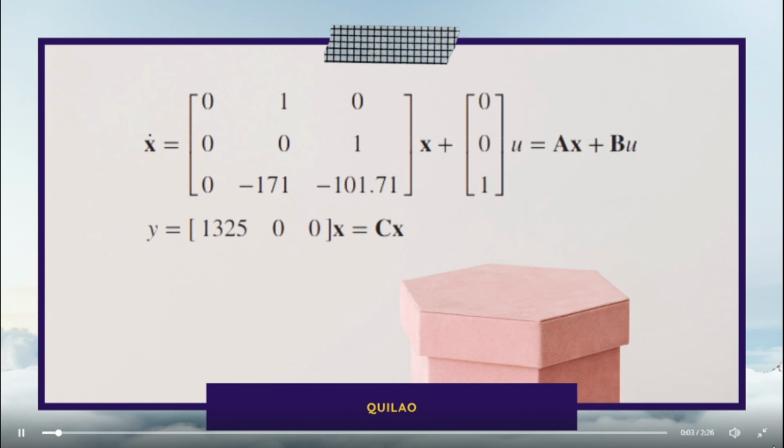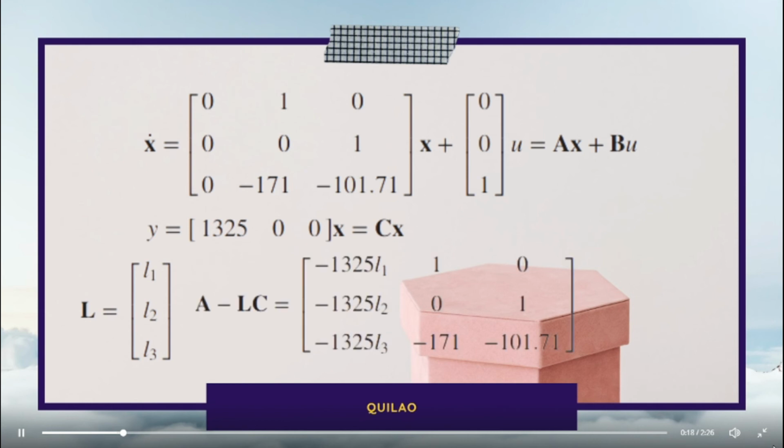Since the order of the system is not high, we will design the observer directly without first converting to the observer canonical form. First, we need to find A_LC. A, C, and L are used in evaluating A_LC as follows. Then the characteristic equation for the observer is evaluated as this determinant.